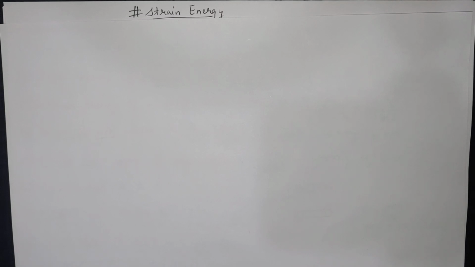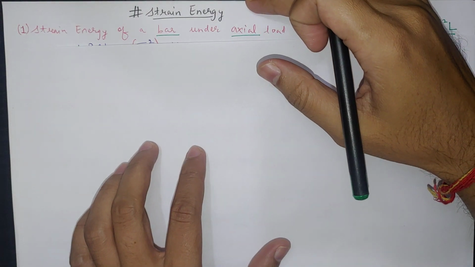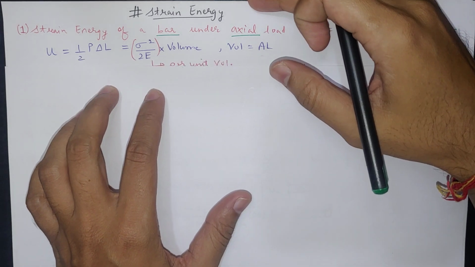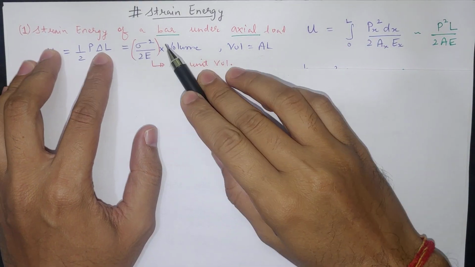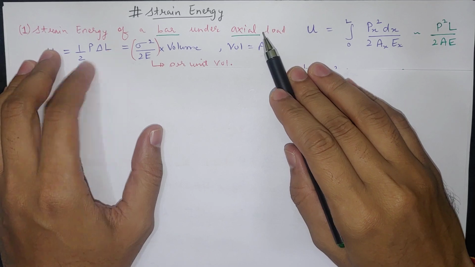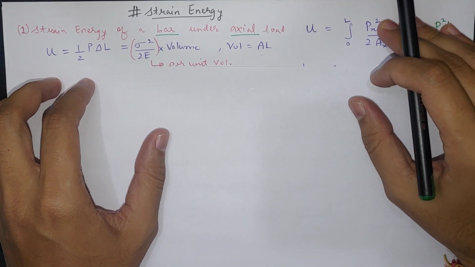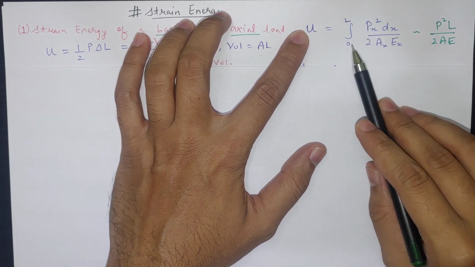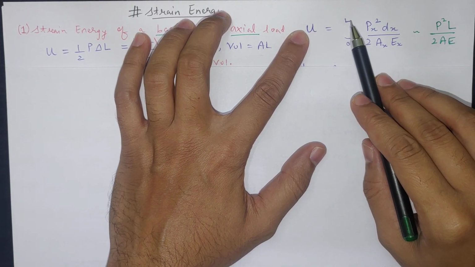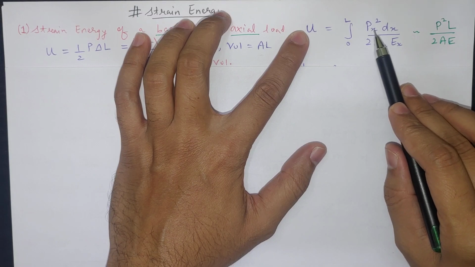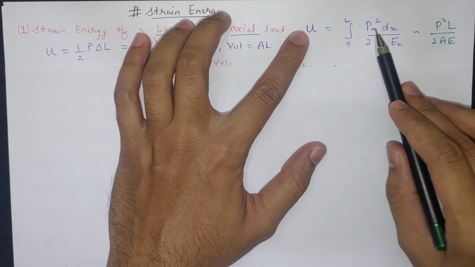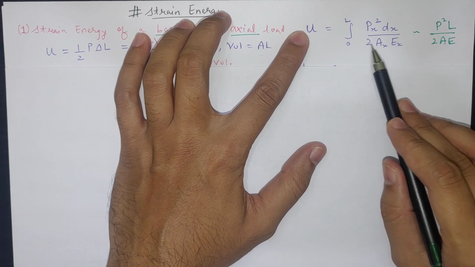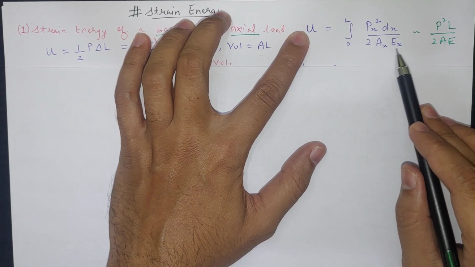In this video we will see about strain energy. So here, strain energy of a bar under axial load. If we apply axial load to a bar, then we have this strain energy formula, which is the integration from 0 to L over the entire length. This Px is the load variation with respect to length: Px square dx divided by 2 Ax and Ex.